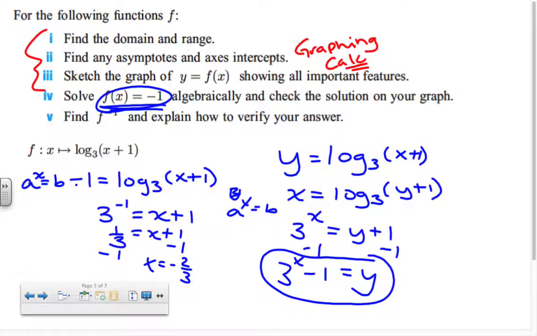Again, the first 3 questions on here, those are graphing calculator. I don't think I need to go over those again. This video is running very long. So on to the next one.